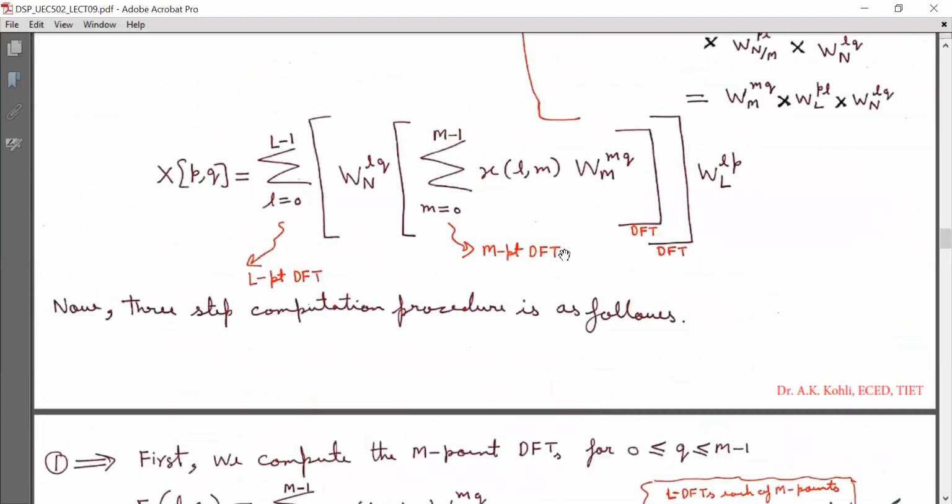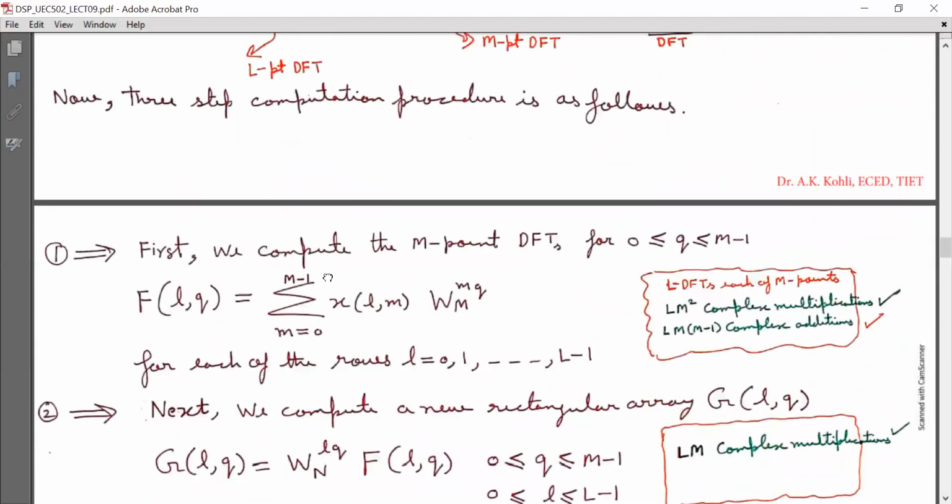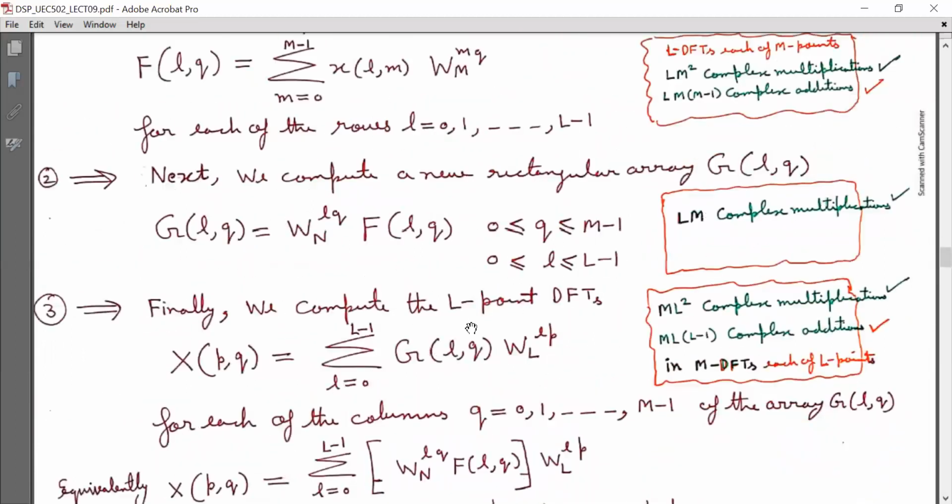Finally, what we have done is computed the M point DFT multiplied by this, and now the outer DFT, that is the L point DFT. Finally, we compute L point DFTs: X(p,q) equal to the summation l running from 0 to L minus 1 of G(l,q) W raised to power lp with base L, for each of the columns.